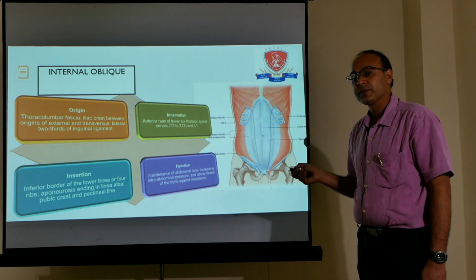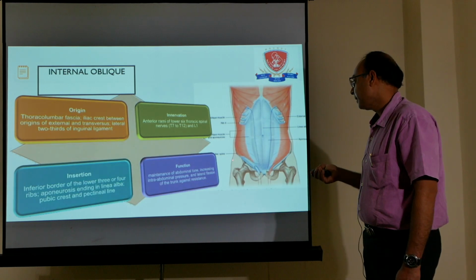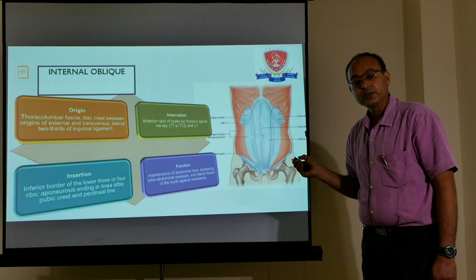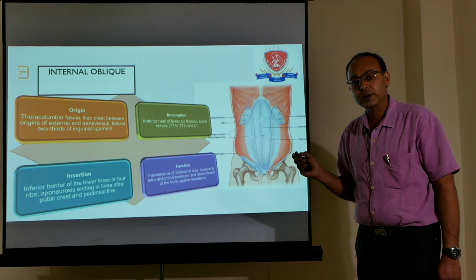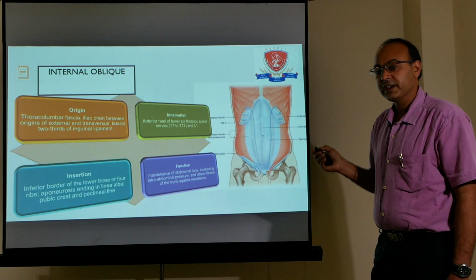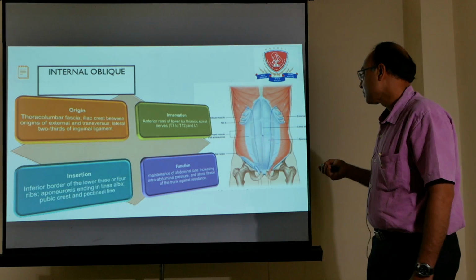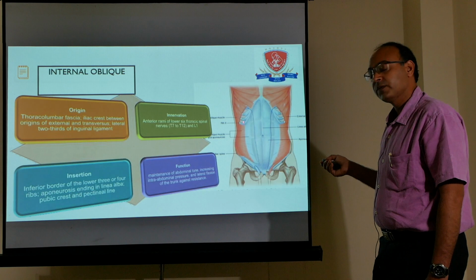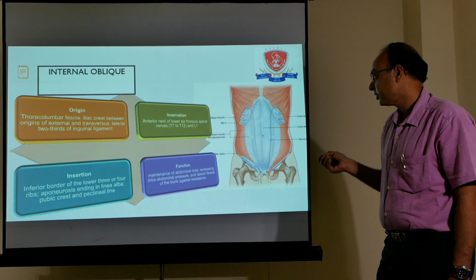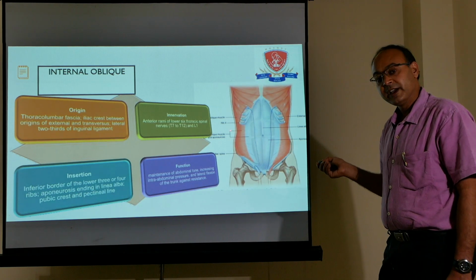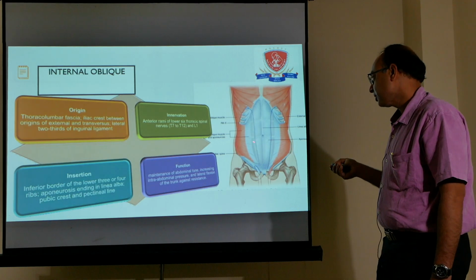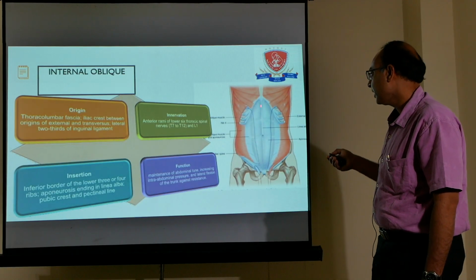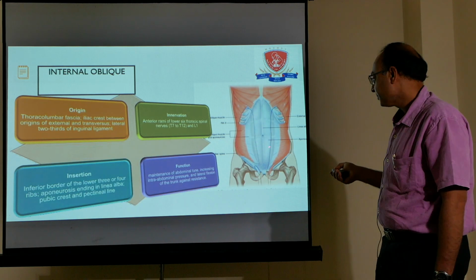This internal oblique muscle runs medially and upwards. So this direction is almost perpendicular to that of the external oblique muscle. It is inserted at the inferior border of the lower 3 or 4 ribs. Again, it forms an aponeurosis, and this aponeurosis fuses in the midline at the linea alba.